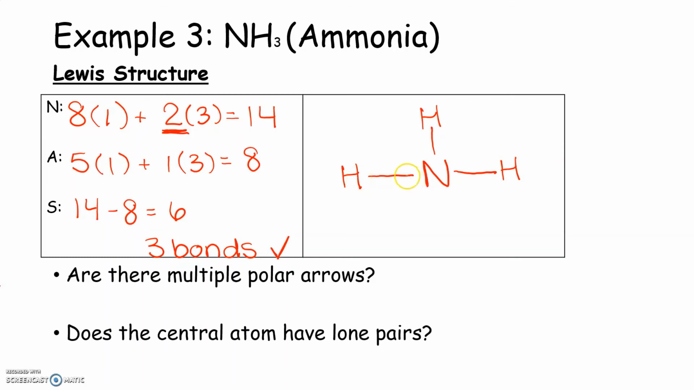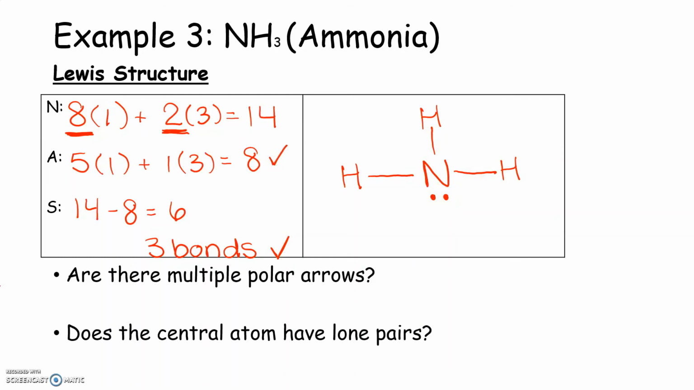Nitrogen has 1, 2, 3 bonds around it. So that adds up to 6 electrons because each bond is 2 electrons. So 2, 4, 6. But how many does nitrogen need to be happy? It needs 8. So I'm going to add 2 more dots on the bottom here in order to get to 8. So now I can check my work by saying 2, 4, 6, 8. And that's what I needed, so I'm good.